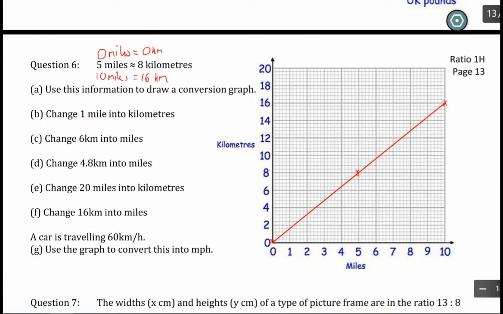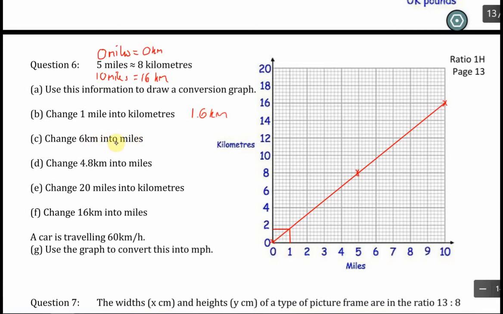Okay, change 1 mile into kilometers. So go up from miles across to kilometers. And it's about 1 point something, so 1 would be there. It's a bit more than 1.5, it's approximately 1.6. And if you think that 10 miles is 16 kilometers, you can also kind of scale that back by dividing by 10, and you do get these numbers.